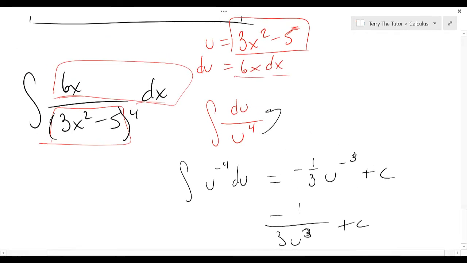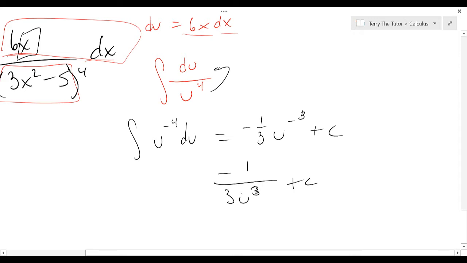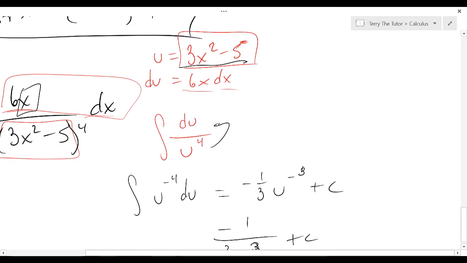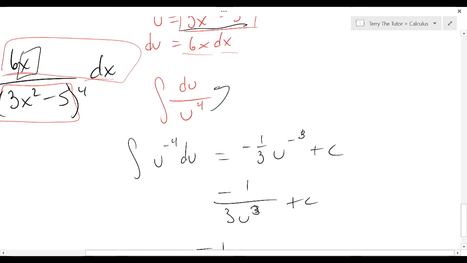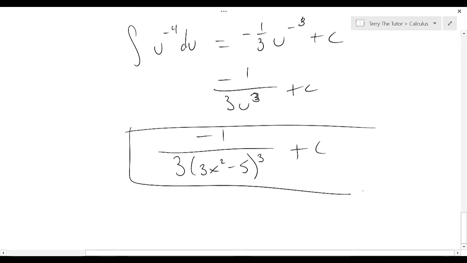We started our problem in terms of x, so we shouldn't be ending in terms of u. Thankfully, I know what u equals. In fact, I wrote it at the very beginning of the problem. So let's solve back in for u. One more final step. We've got negative 1 over 3. What is my u again? 3x squared minus 5. So 3 times (3x squared minus 5) to the third plus c. And that's where we can call it quits.